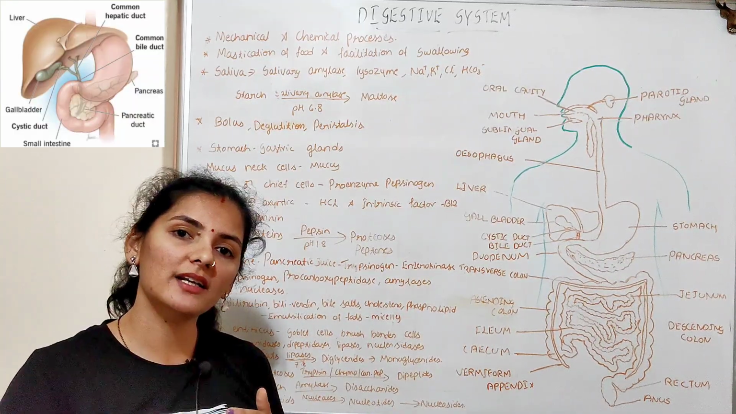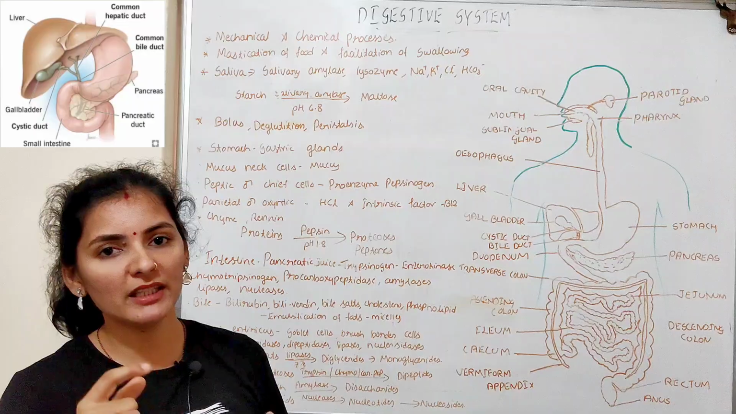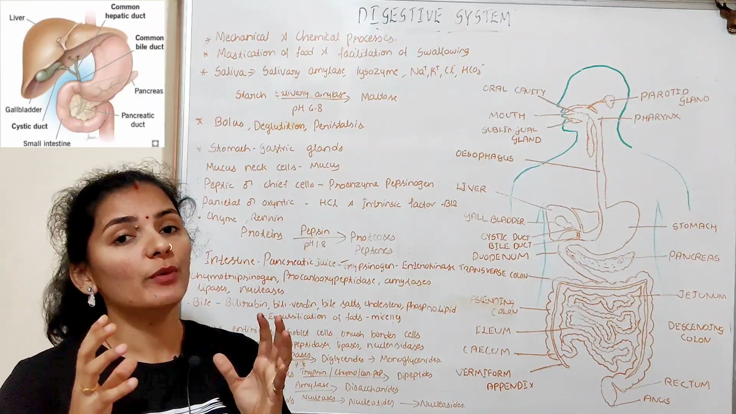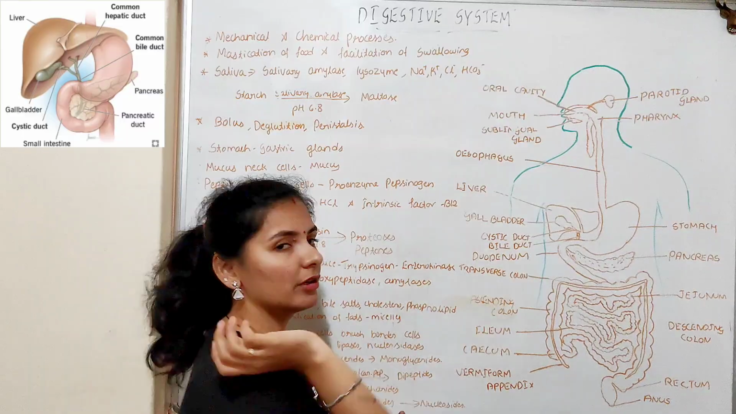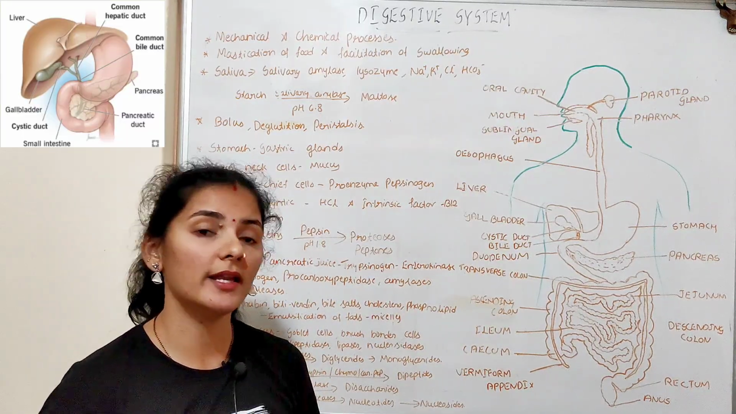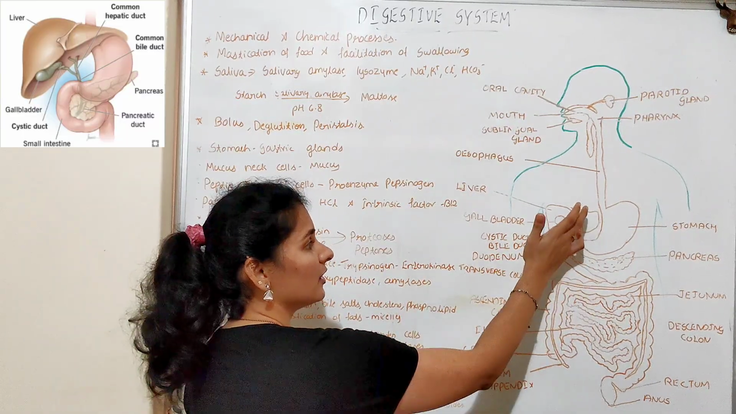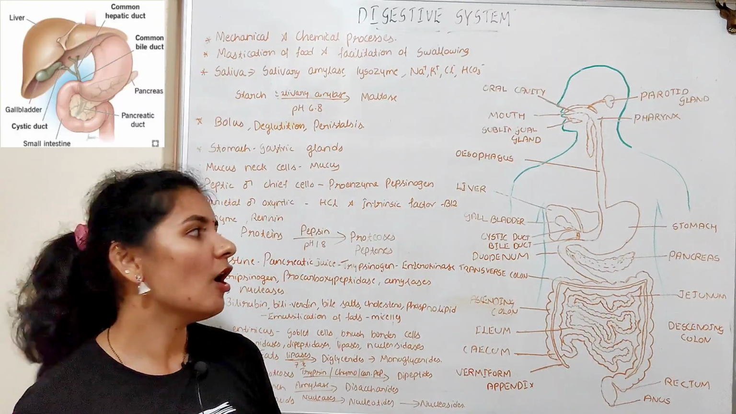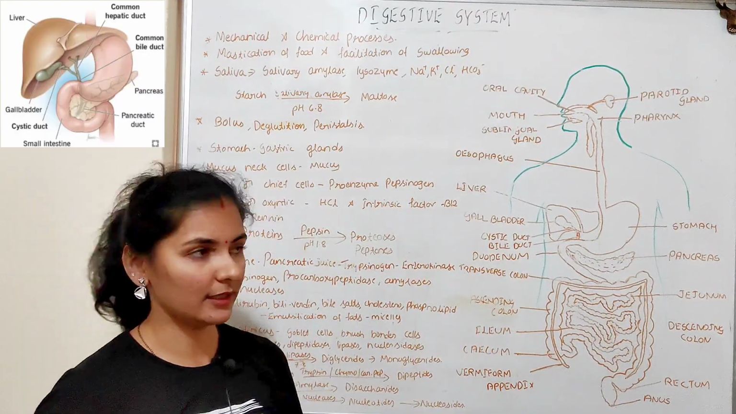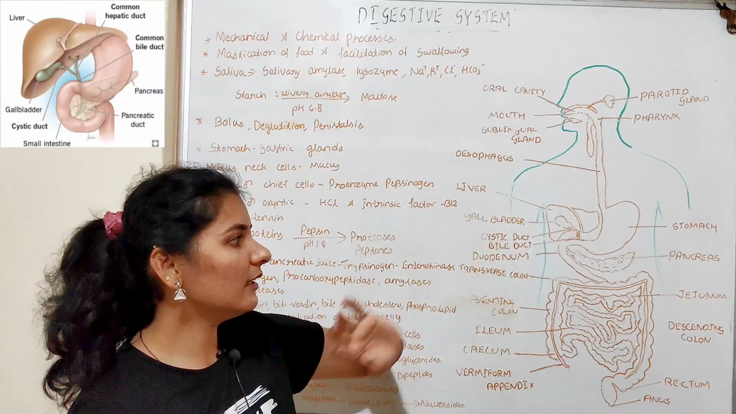And this hepatopancreatic duct, at its opening, has a sphincter known as the sphincter of Oddi, which controls the secretion of the pancreatic juice and the bile juice into the duodenum. So whenever it is required, only then are pancreatic juice and bile juice secreted into the duodenum through the sphincter of Oddi of the hepatopancreatic duct. So that is about the gland liver.